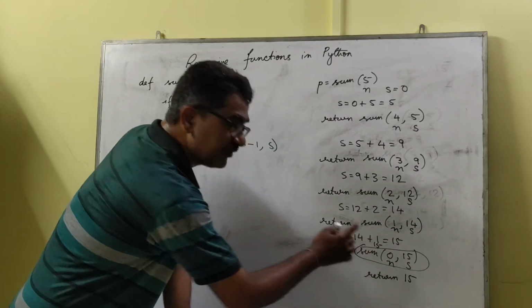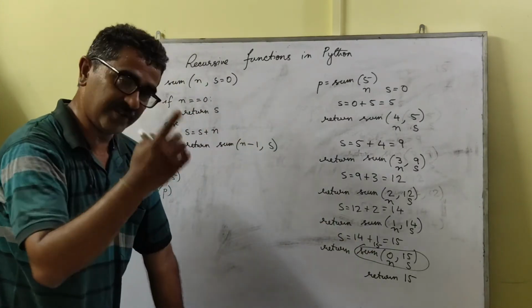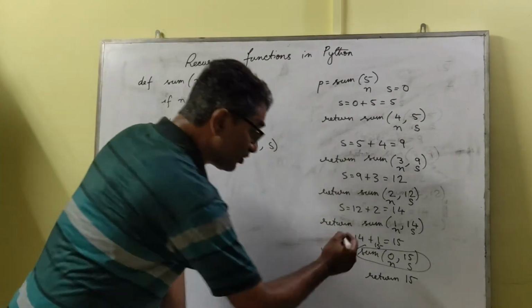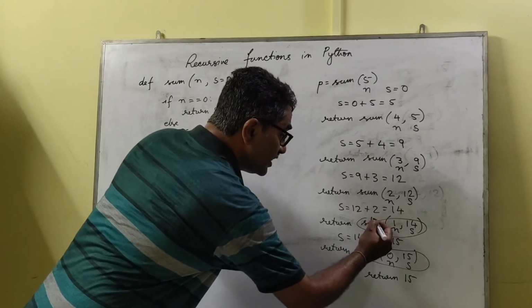So this return 15 is going to return the value 15. Where? To the place where it was called. Where was it called? It was called here. So it comes over here.